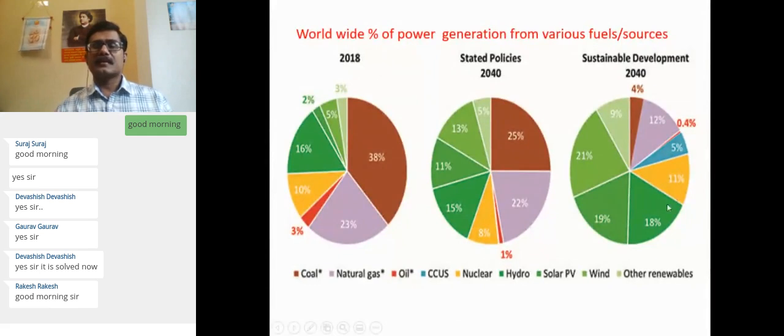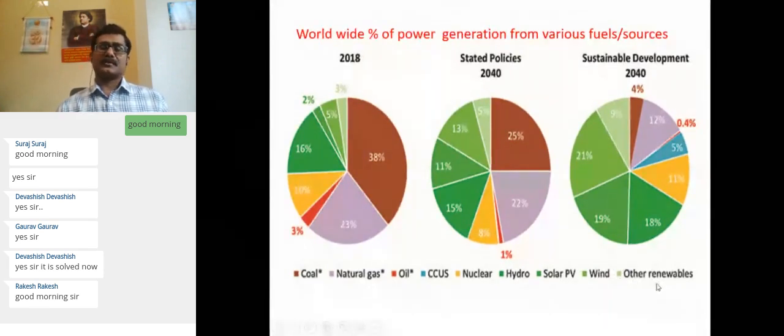Nuclear, 11%. And again, we can see almost three-quarters of the energy requirement: this 18% and this 19%, so that is 37, and this 21, that is 58, and 9, 66. So it means that two-thirds of the energy requirement is to be satisfied with the help of renewable forms of energy: hydro, solar, wind, and other renewable energies.